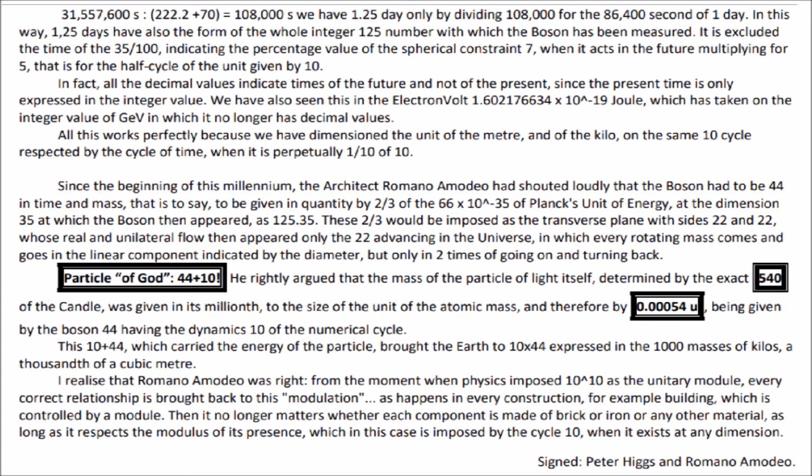I realized that Romano Amadeo was right, from the moment when physics imposed 10 raised to 10 as the unitary module. Every correct relationship is brought back to this modulation, as happens in every construction, for example a building, which is controlled by a module. Then it no longer matters whether each component is made of brick or iron or any other material, as long as it respects the modulus of its presence, which in this case is imposed by the cycle 10, when it exists at any dimension. Signed, as my proposal, Peter Higgs and Romano Amadeo.